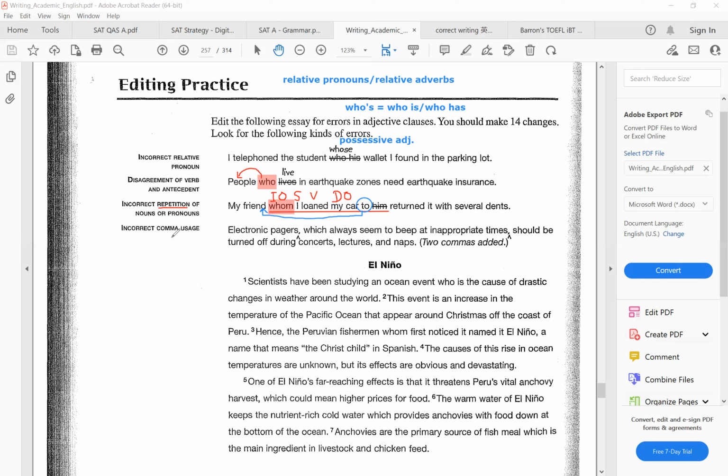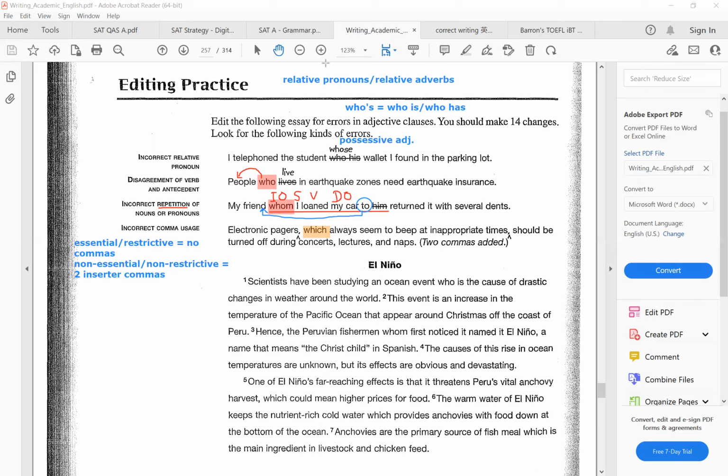And of course, the last kind is punctuation because we have two types of adjective clause, essential or restrictive. That means you have no commas, and non-essential or non-restrictive, meaning that you need two inserter commas if you place your adjective clause in the middle of the sentence. And of course, if you put it at the end of the sentence, you need one single tag comma. So in this case, we see electronic pagers, which always seem to beep at inappropriate times. So remember, if you're taking the SAT, which is always non-essential, so comma, comma here.